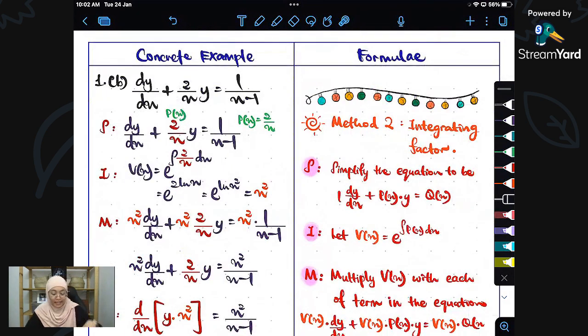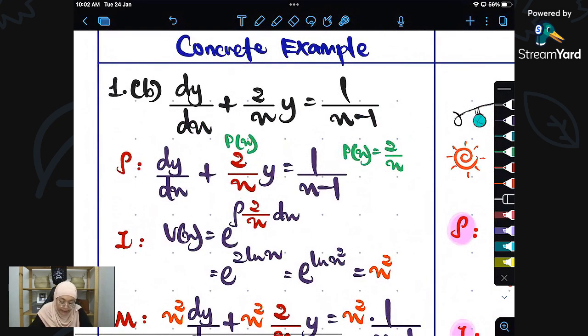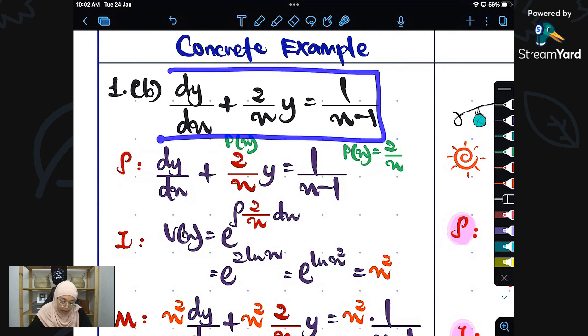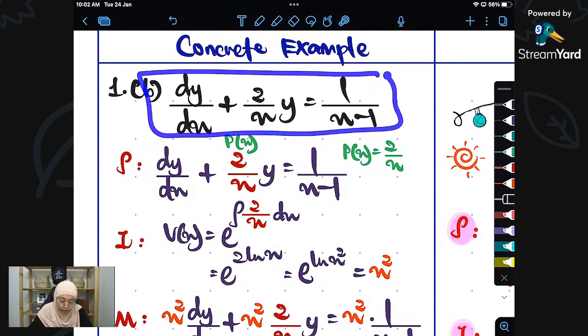Okay, but here there is another example that I can show you, which I hope you do as your practice. So this is the question. The question is dy dx plus 2 over x y equal with 1 over x plus x minus 1. Okay, this is what I'm saying. So basically, I want you to do this SIMPI technique again.